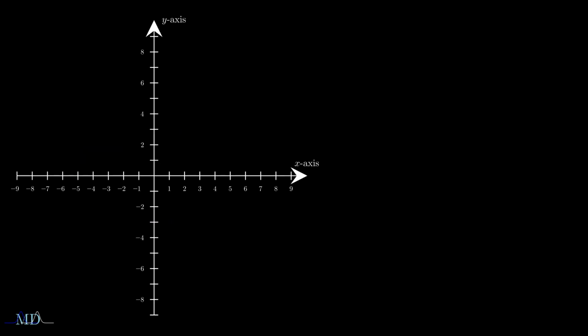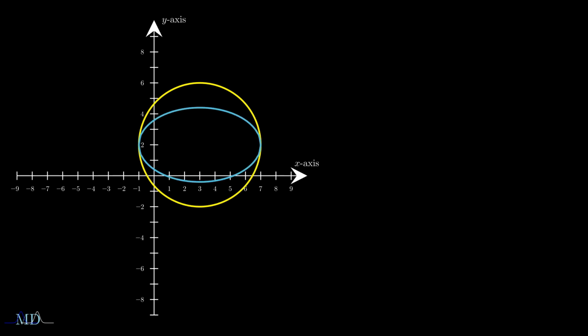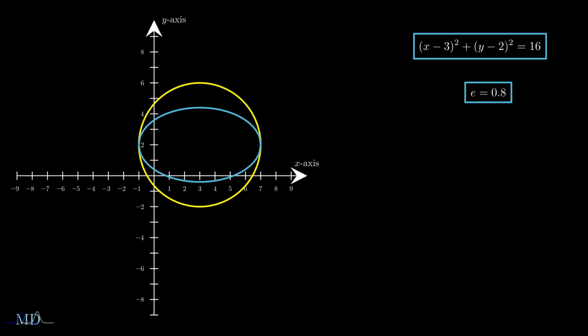In the second exercise we have a circle and an ellipse, arranged like in the figure, that have the same center. Knowing the equation of the circle, that is x minus 3 squared plus y minus 2 squared equals 16, and that the eccentricity of the ellipse is 0.8, we want to calculate the equation of the ellipse.